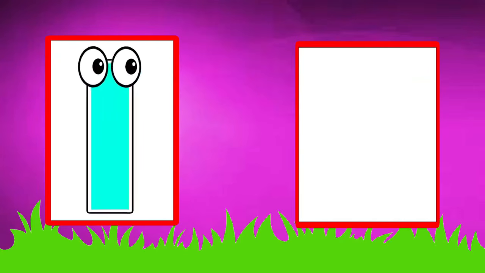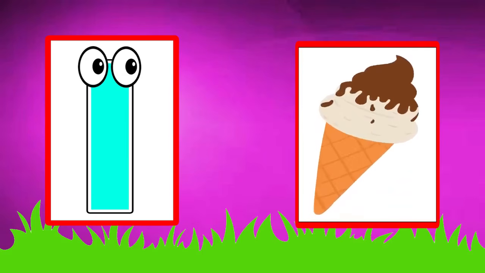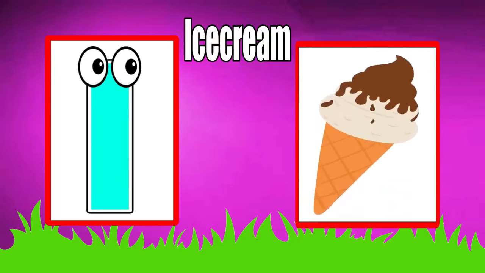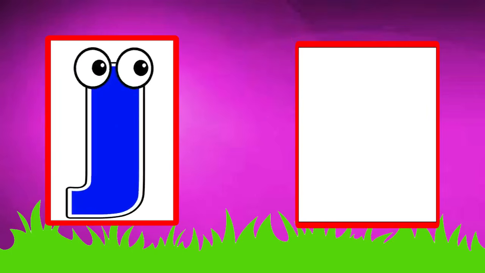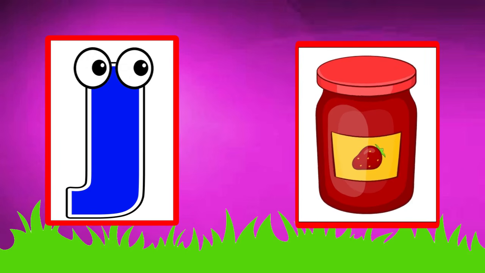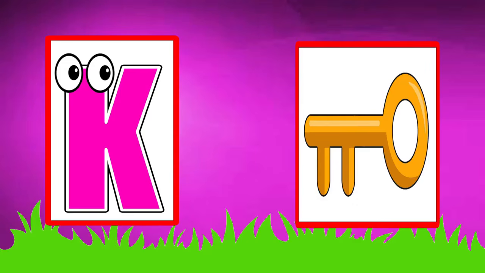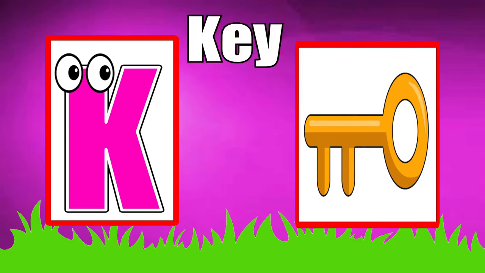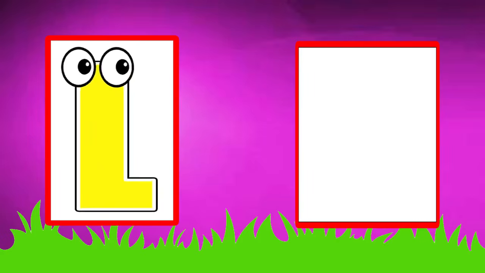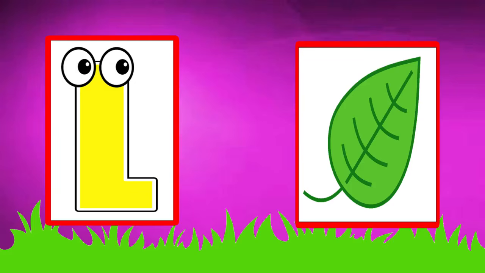I. I is for ice cream. J. J is for jam. K. K is for key. L. L is for leaf.